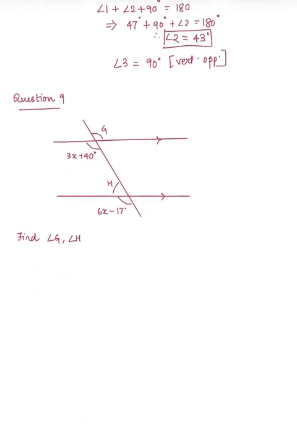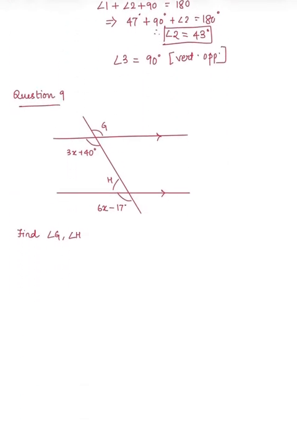Now for question 9. How do we find the values of G and H? So the first thing that we notice is these are two parallel lines, right? And this is the transversal.